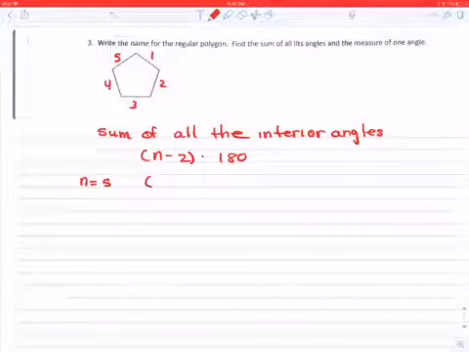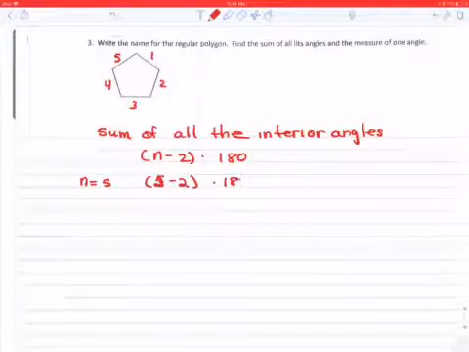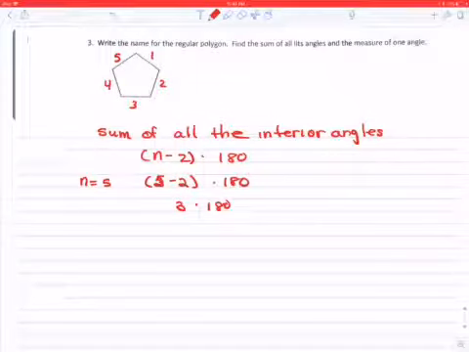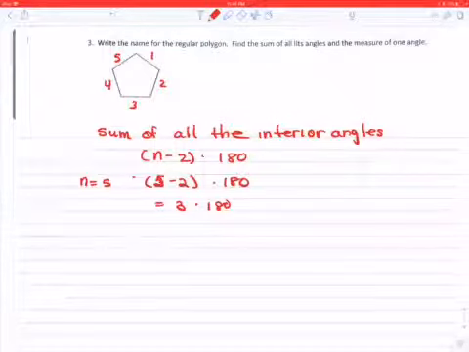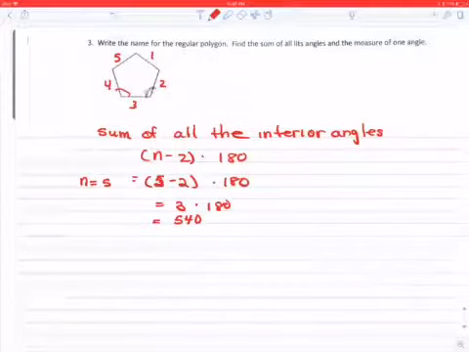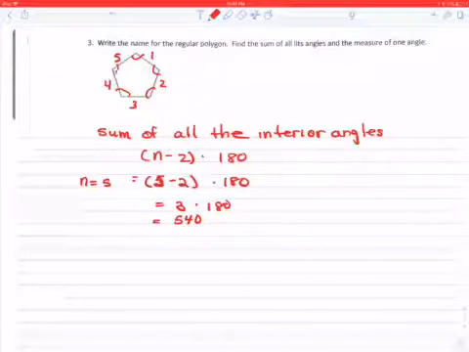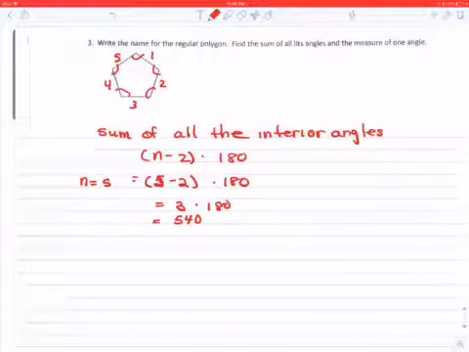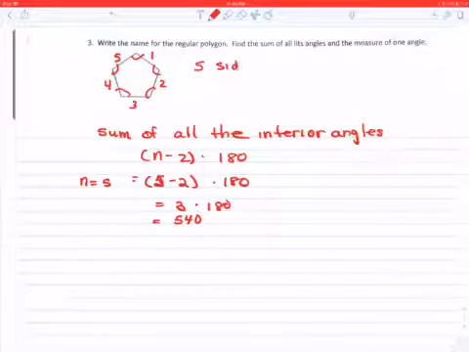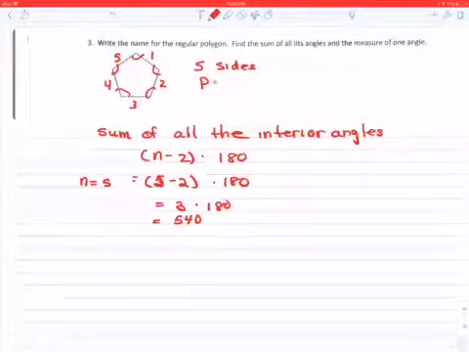So substituting it into the formula, 5 minus 2 times 180, so 3 times 180 is 540. So the sum of all the interior angles of this figure adds up to 540. Since there are 5 sides, we would call it a pentagon.